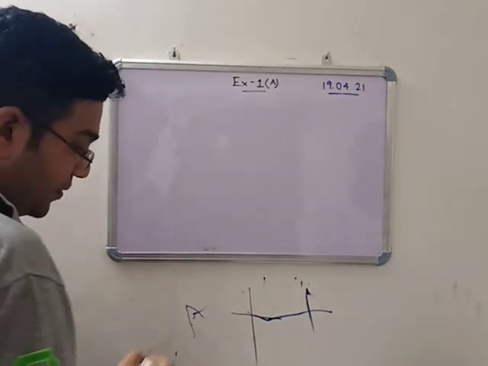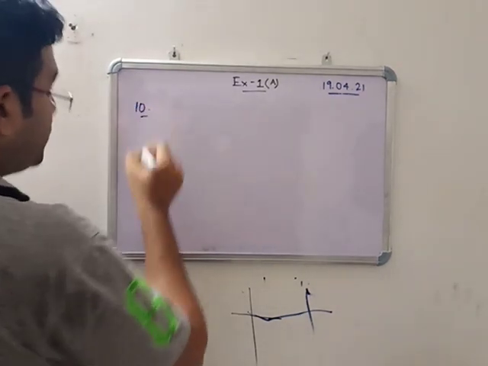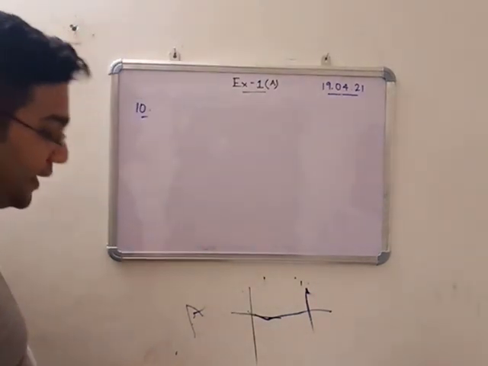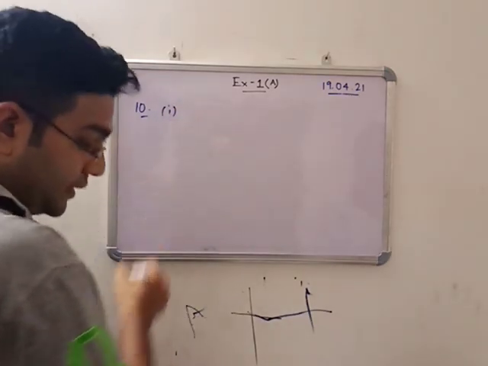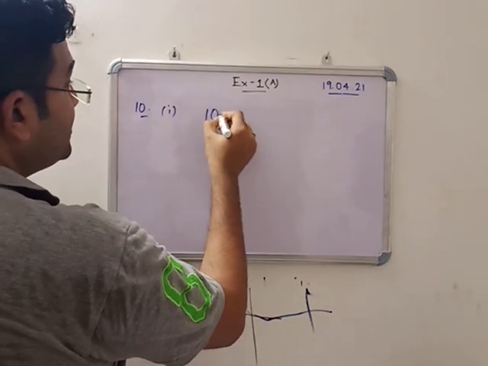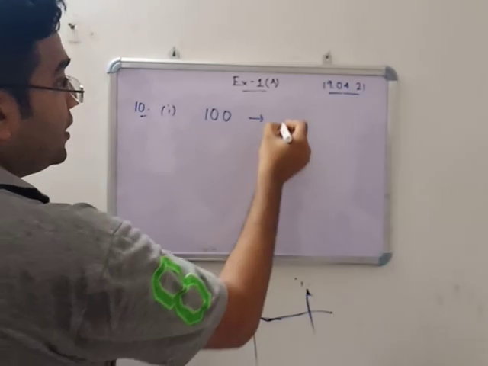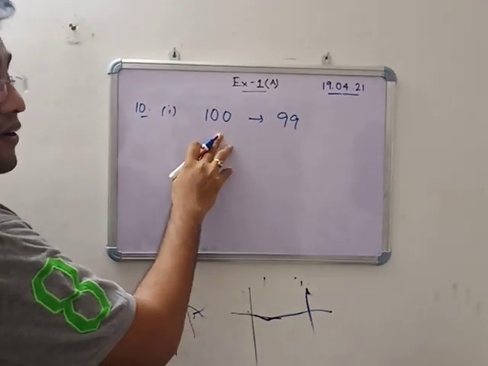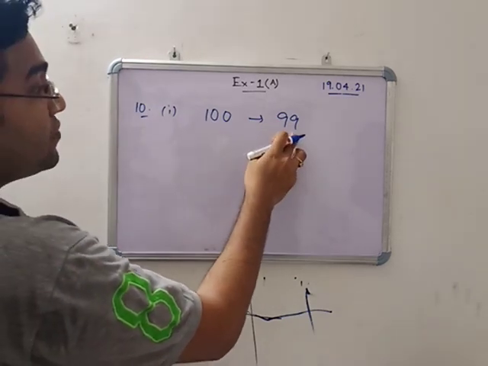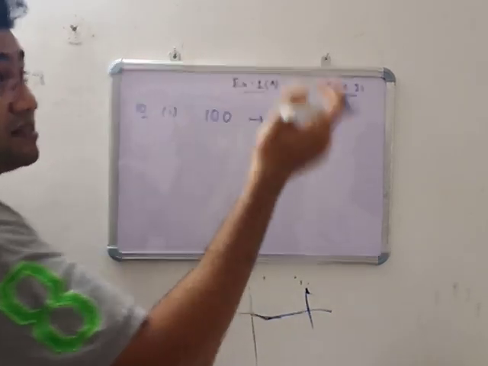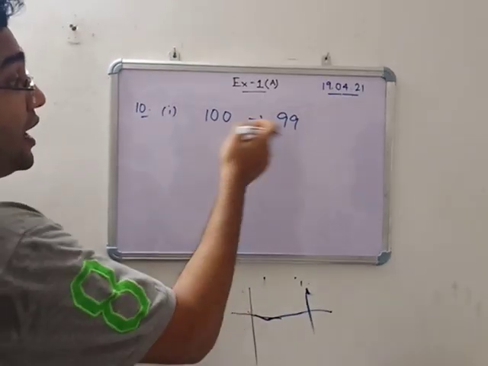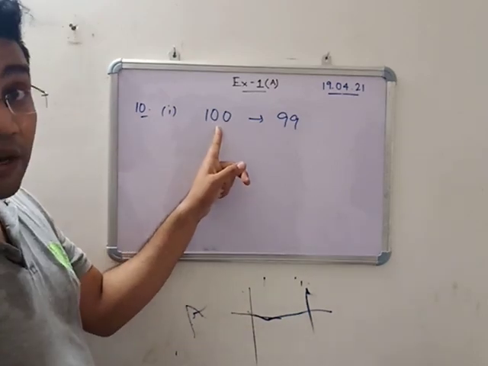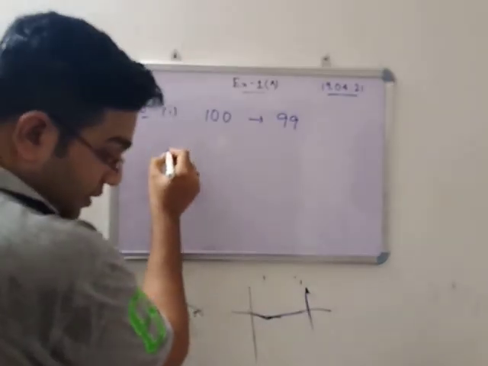So next one, number 10. In number 10, see that: write the whole number whose successor is 100. It is 99, because 99 plus 1 equals 100. Whose successor? That means you have to find the number which, plus 1, is the given number.